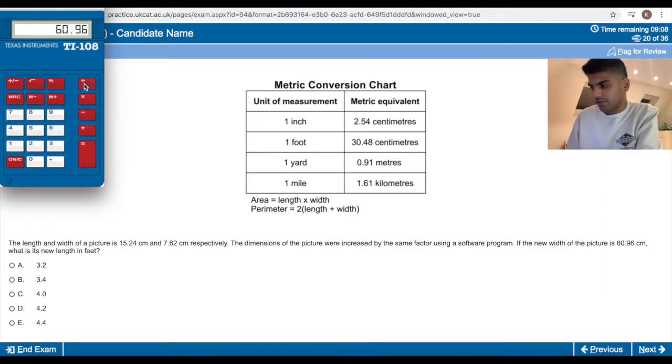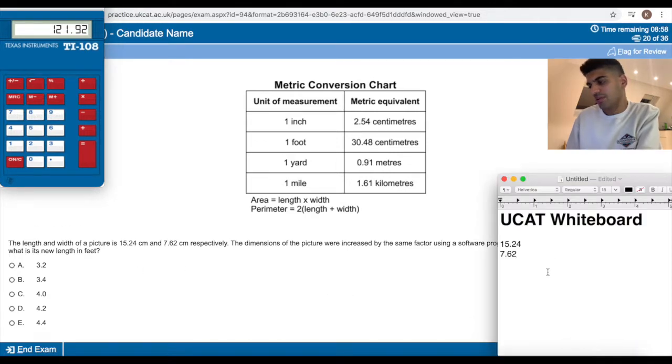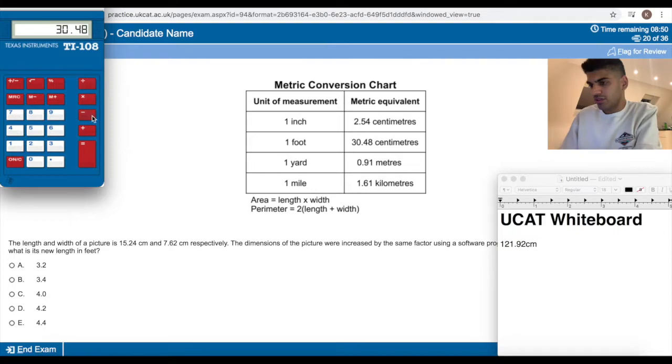60.96 divided by 7.62, which equals 8. So 8 times 15.24 is 121.92. Oh, they want it in feet. Okay, so 121.92 centimeters, which is divided by 30.48, gives you the conversion in feet.